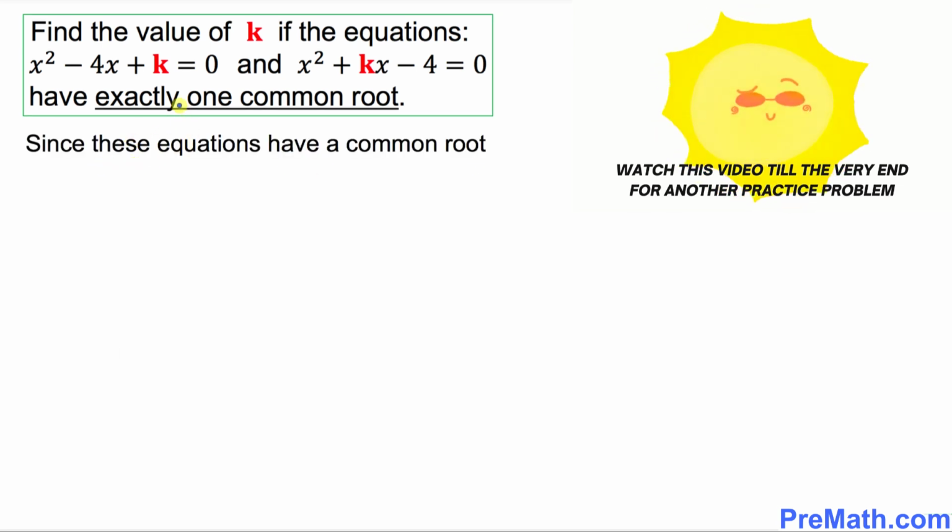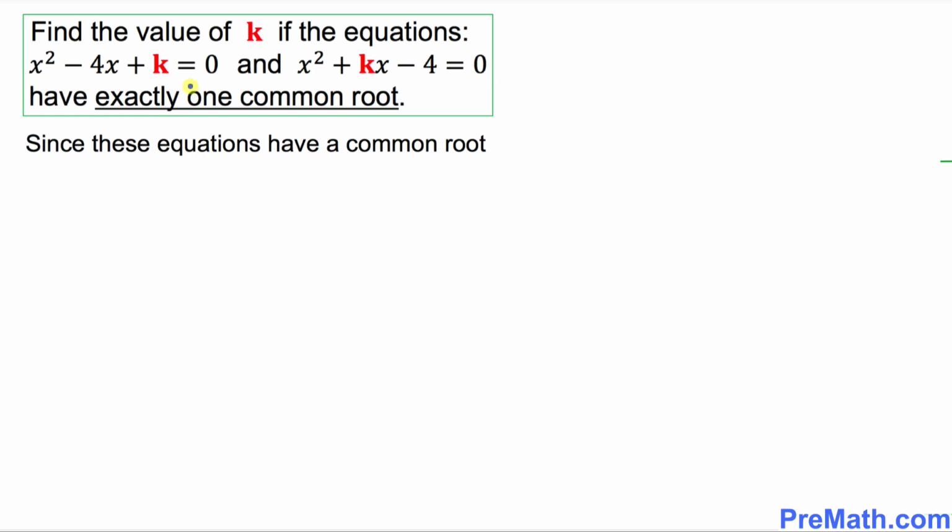Since these two given equations have a common root, I can simply equate them. That means this part can be written equal to this part. So in other words, I can write x square minus 4x plus k on the left hand side as x square plus kx minus 4.